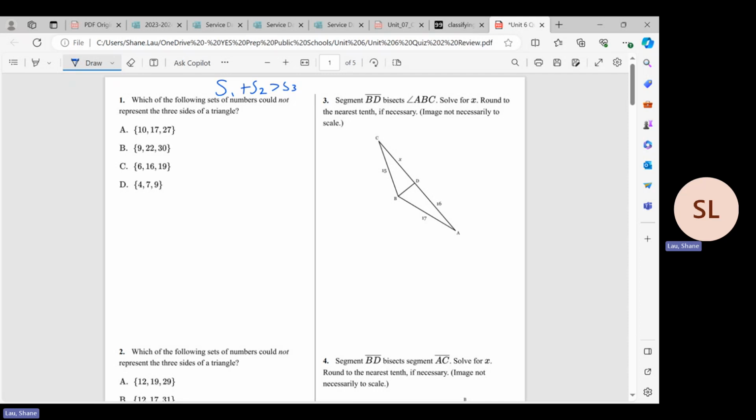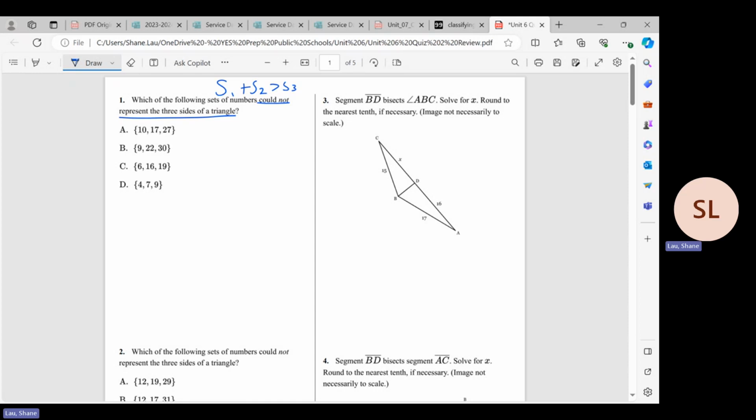Whenever we are looking at this work, we have to go individually by each one. But we know that if any of the 3 combinations were to fail, then it automatically is not a triangle. And so in this problem, we want to find the one that is not a triangle. So what we'll do is set it up each way.